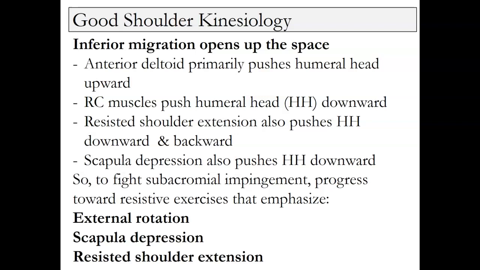External rotation is a really good thing. It opens up the space. Scapular depression, we said that. Shoulder extension. Those are three big exercises that help with all of these shoulder issues. It's the same for all of them. External rotation, scapular depression, resisted shoulder extension. Any kind of exercise or modality or stretch that does one of these three things is a really, really good thing for the shoulder.